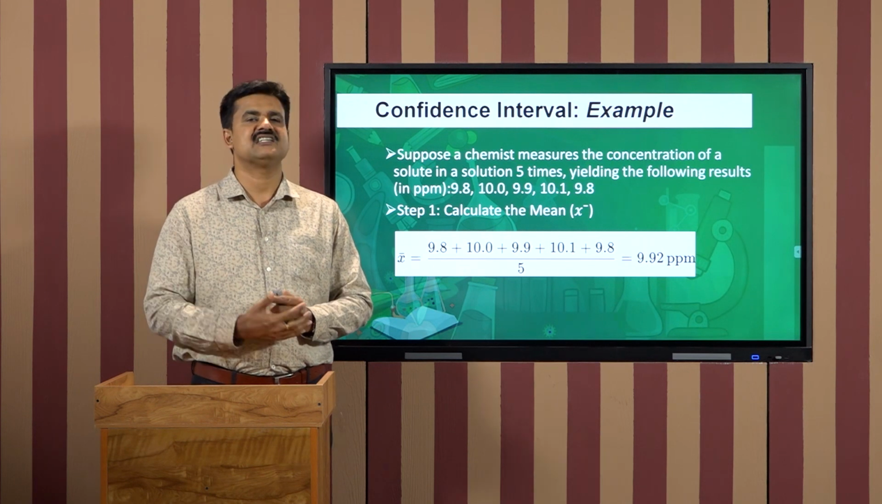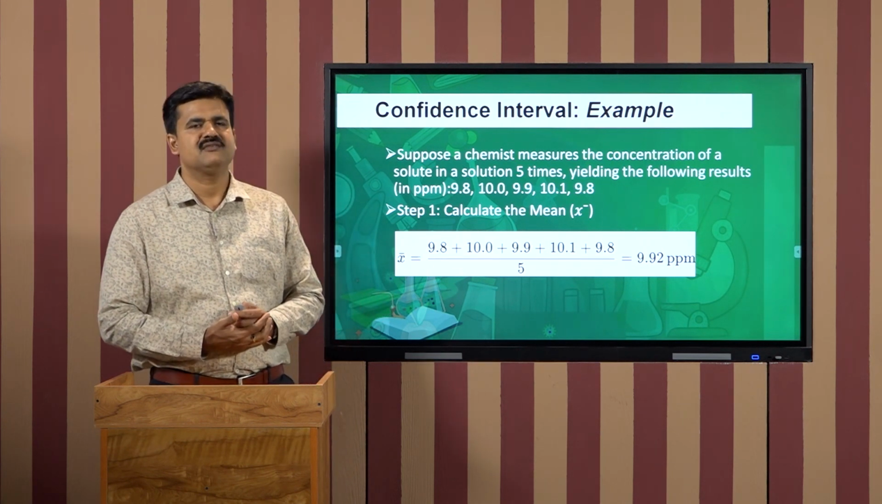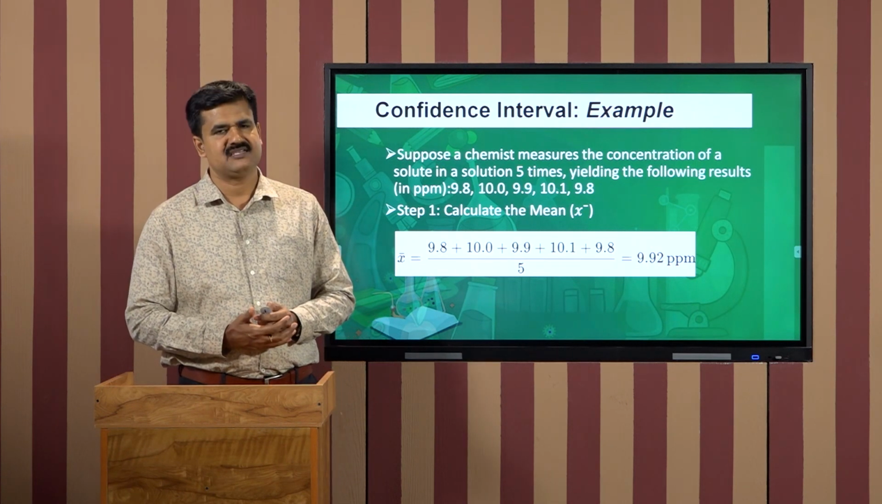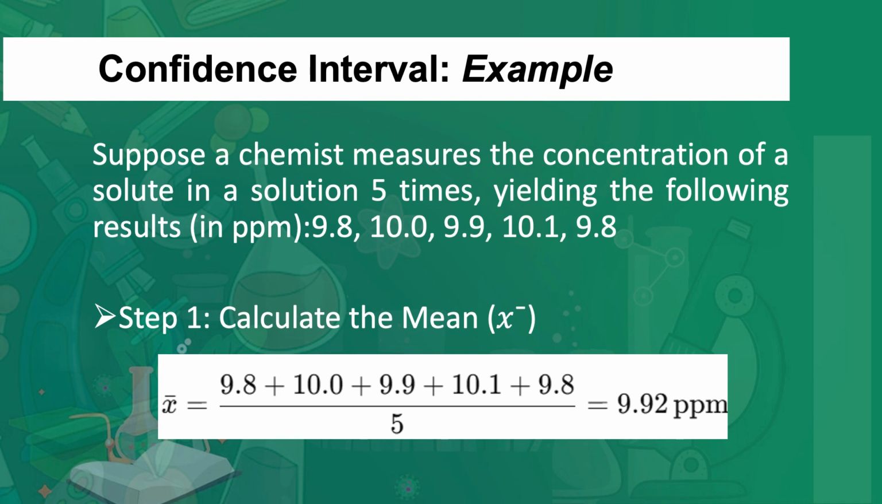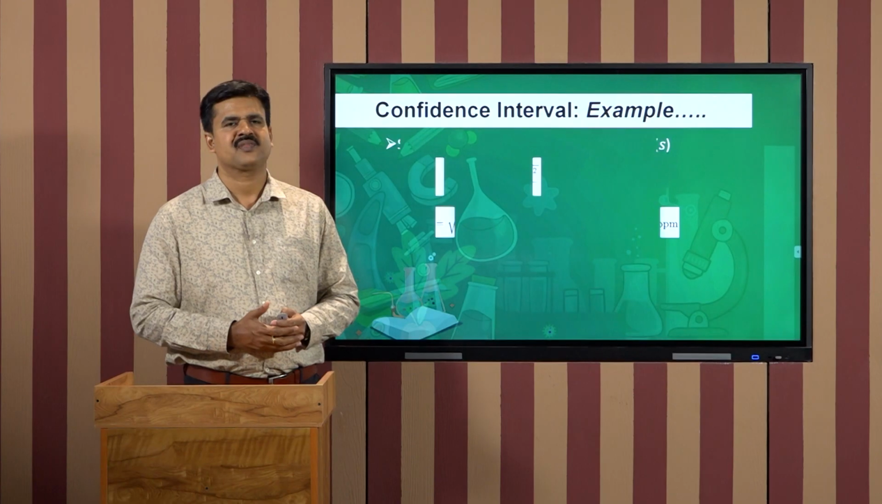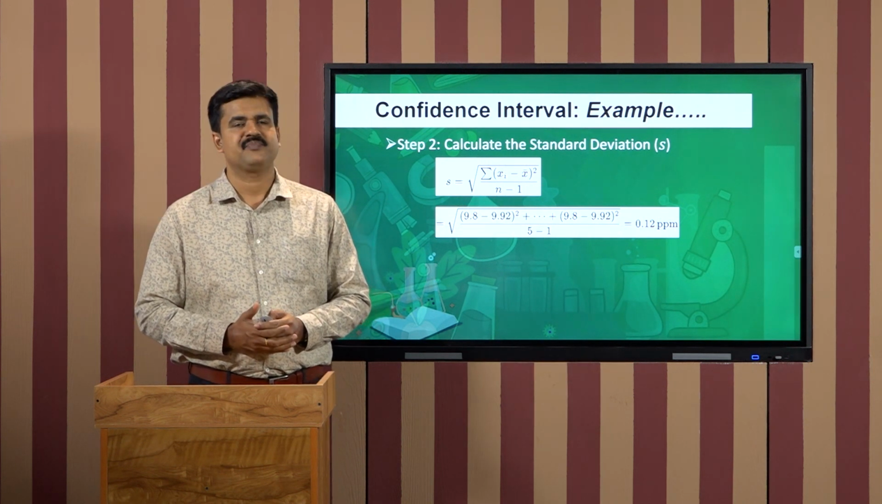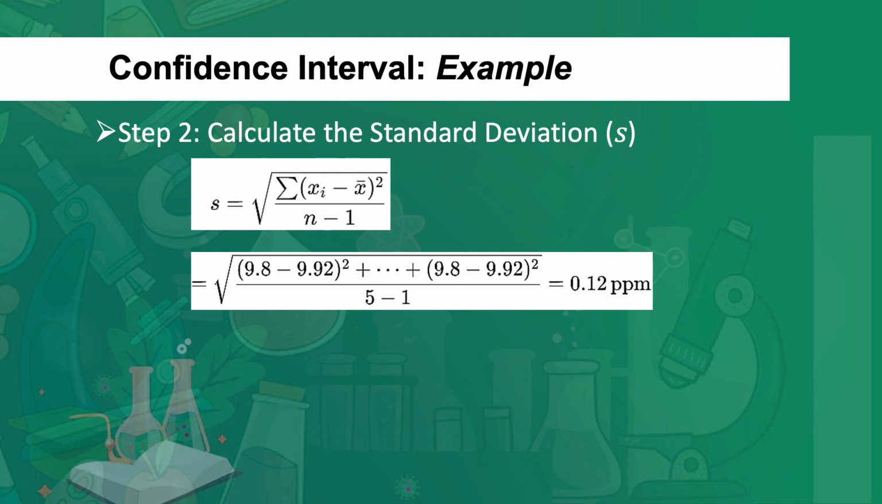For this, first of all I have to calculate the mean of the set of measurements. In order to get the mean, you have to sum all these values and divide by the total number, and on performing that you will get a mean of 9.92 parts per million. Now, calculate the standard deviation, that is simply the sample standard deviation. The sample standard deviation is equal to the square root of the sum of (xi minus x bar) squared divided by n minus 1. On calculating by proper substitution, we will get the sample standard deviation equal to 0.12 parts per million.